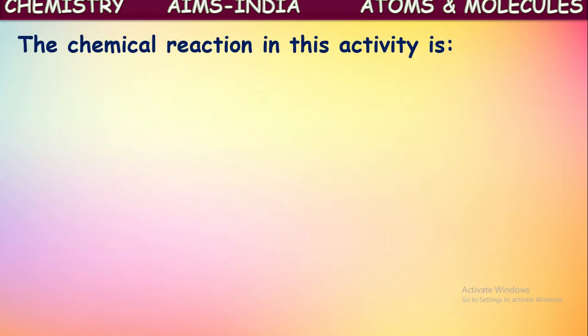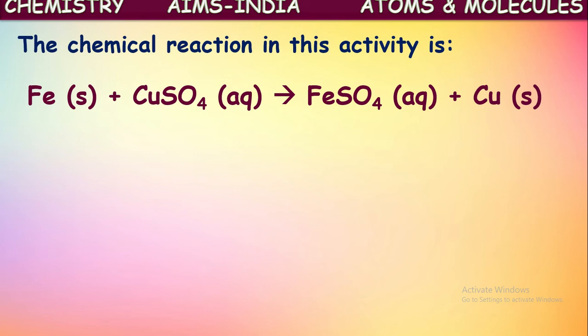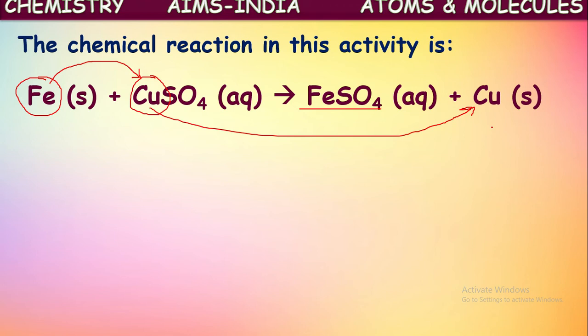The chemical reaction in this activity is iron reacting with copper sulfate to form iron sulfate and copper. Here, iron is more reactive than copper in the copper sulfate. It displaces copper from its compound and forms iron sulfate. Copper is omitted out. So here, iron displaces copper from its compound and forms a new compound, iron sulfate. That is why this is called a displacement reaction.